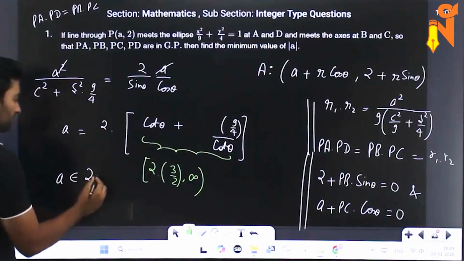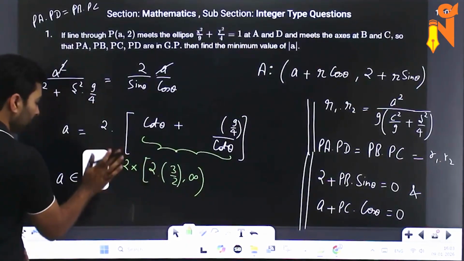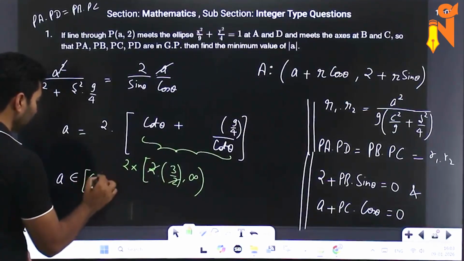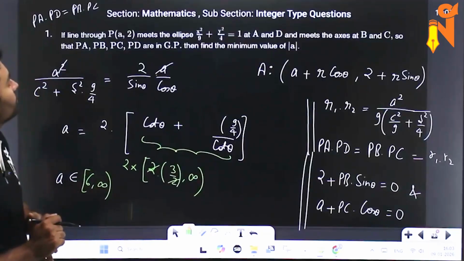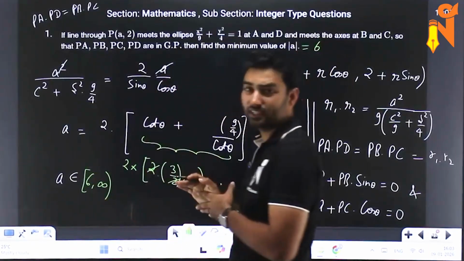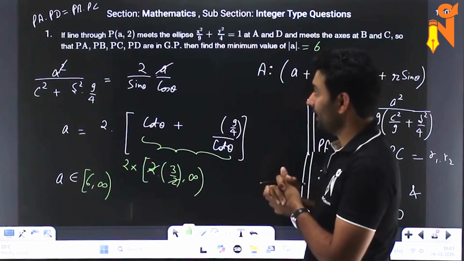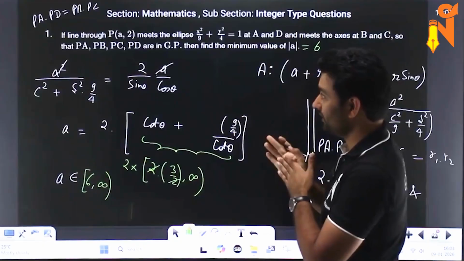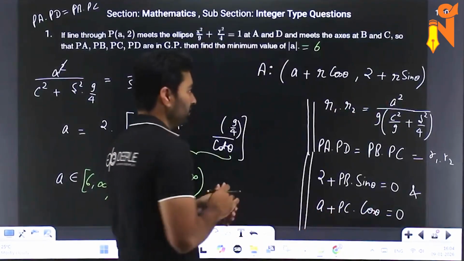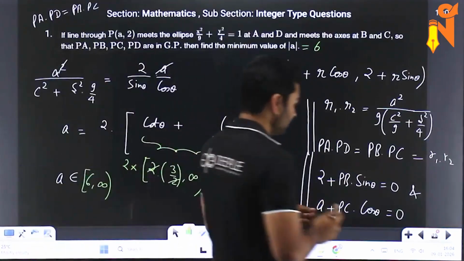So into 2 here, so the range of a will be how much? 6 to infinity. This is the range of a. So the minimum value of a is equal to 6. Again, this question is actually very difficult, because in this question, first of all, you have to use the property of a straight line. After this, still you can't do it, okay. Actually this is a difficult question, okay. Please skip this question.